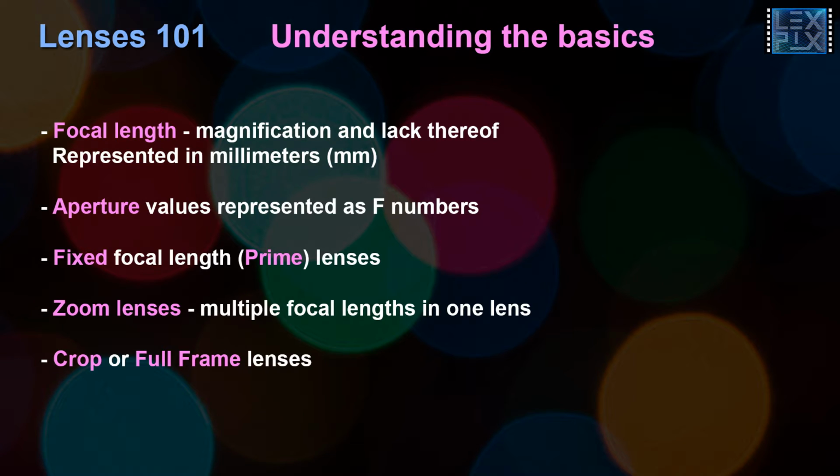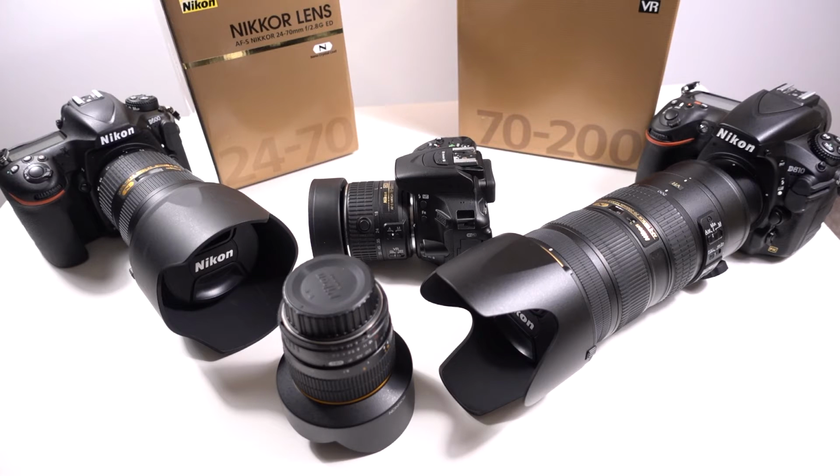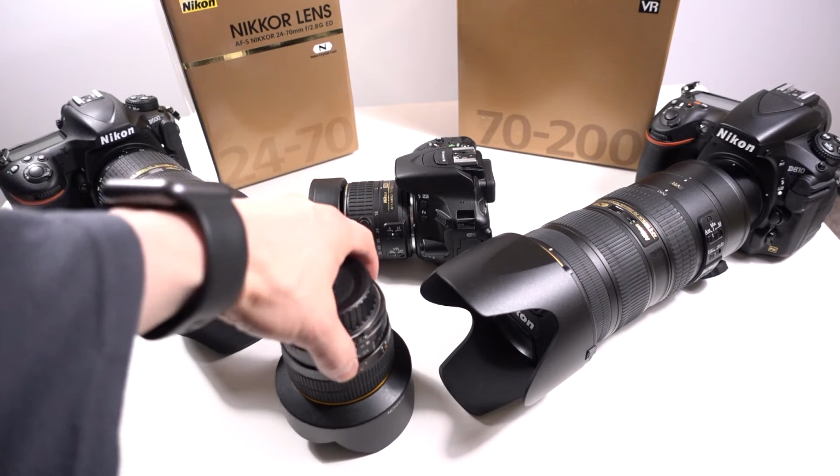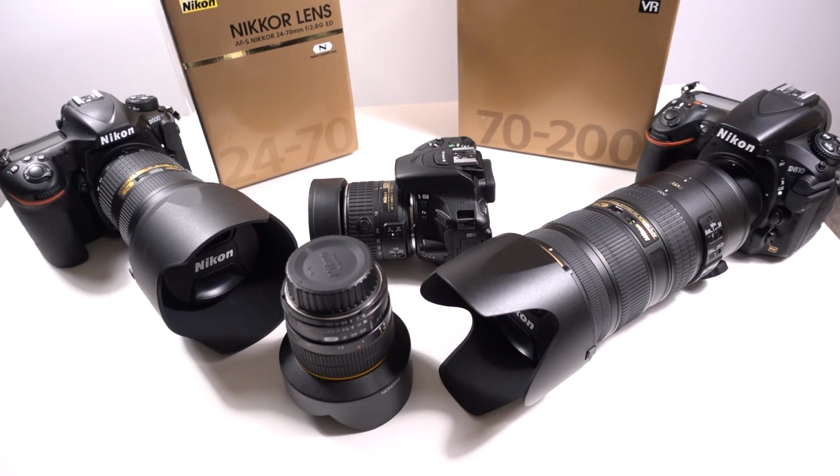So one is the focal length, which is basically magnification or lack thereof, represented in millimeters. Aperture values are represented as f numbers. Then we have the fixed focal length, or what they call prime lenses. Then we have the zoom lenses, which are basically multiple focal lengths in a single lens. And I'm going to talk about crop or full frame lenses. So, got some things to cover here, and I got some examples. I have a couple of zoom lenses, and I only have one prime lens. I know, it's sad. But here we go.